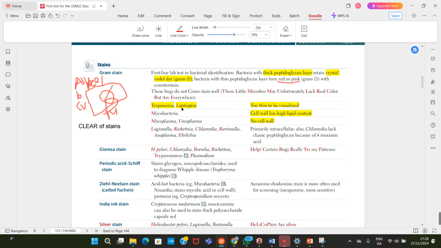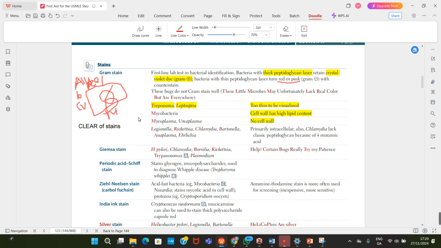So maybe we do dark field microscopy, or we use fluorescent antibody stain to look at them. We can't use Gram stain with normal light microscopy to see Treponema and Leptospira because they are small, tiny worms that we cannot see. Spirochetes, we cannot see them. Too thin.